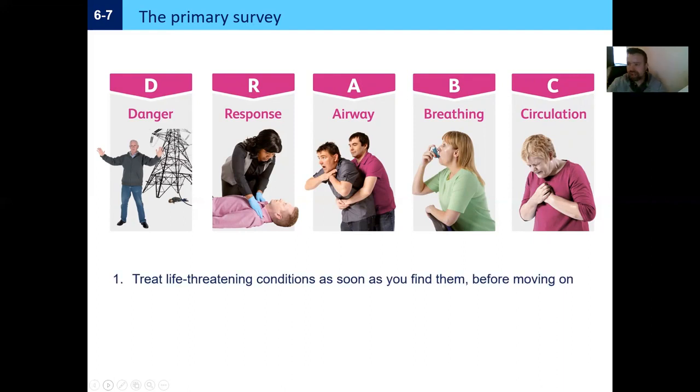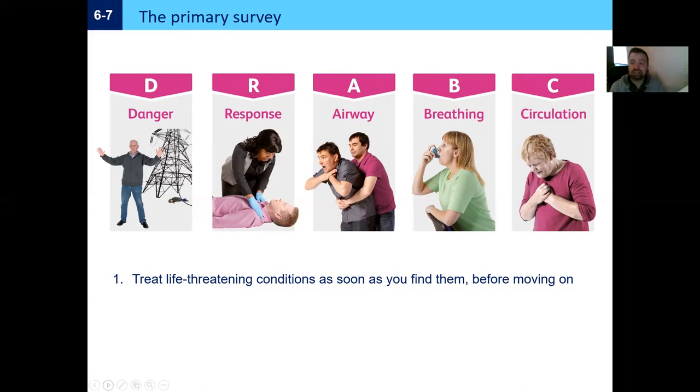So the primary survey is static. This is universal worldwide, same principles. Doctor ABC: danger, am I or the casualty in danger? Response: hello, can you hear me? Can you open your eyes? Airway: teeth, tongue, gums. Breathing: look, listen, feel. Circulation: signs of life, touch, check for cyanosis, and then that's our primary survey complete.